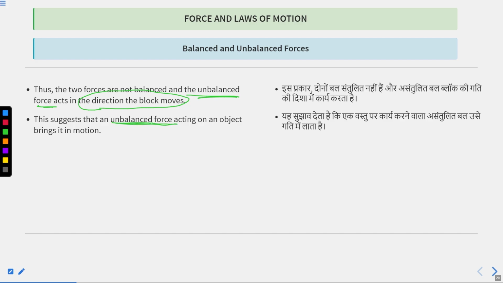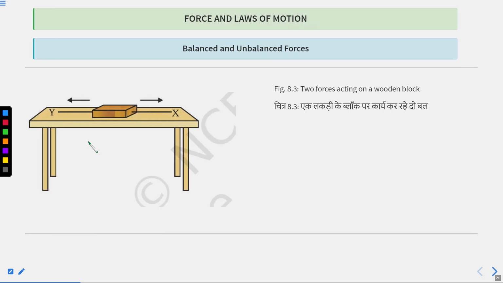So unbalanced force always changes the state of motion and balanced force never changes the state of motion. Clear, class? This was the example.